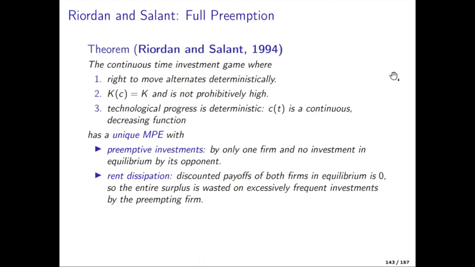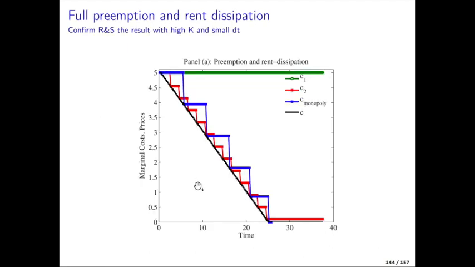Okay, so here's the Riordan-Salant theorem. It says that in the formulation of the model where the state-of-the-art cost is not prohibitively high and you have almost continuous but deterministic technological progress, in that case you have a unique Markov perfect equilibrium. You get preemptive investments and full rent dissipation, and this we can generate with our model.